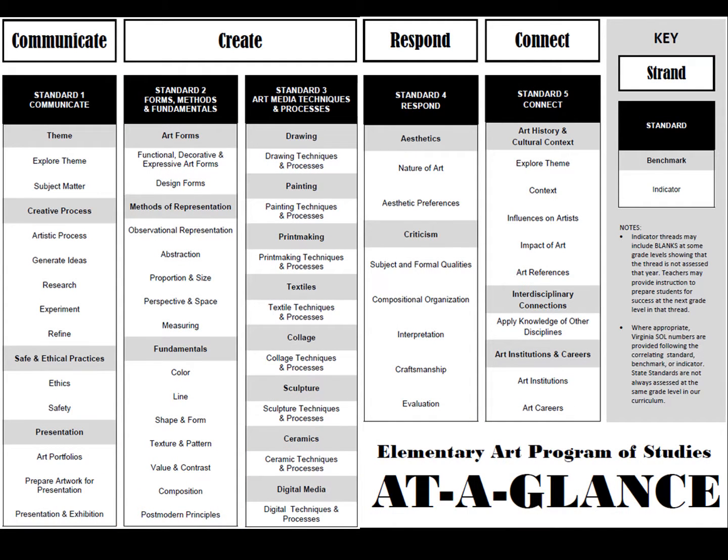As a quick review, the ART program is organized into 4 strands: communicate, create, respond, and connect. There are 5 standards, 1 for communicate, 2 in create, 1 for respond, and 1 for connect. Benchmarks under each standard, indicated in the gray boxes, are the grade level expectations for student learning by the end of the course.